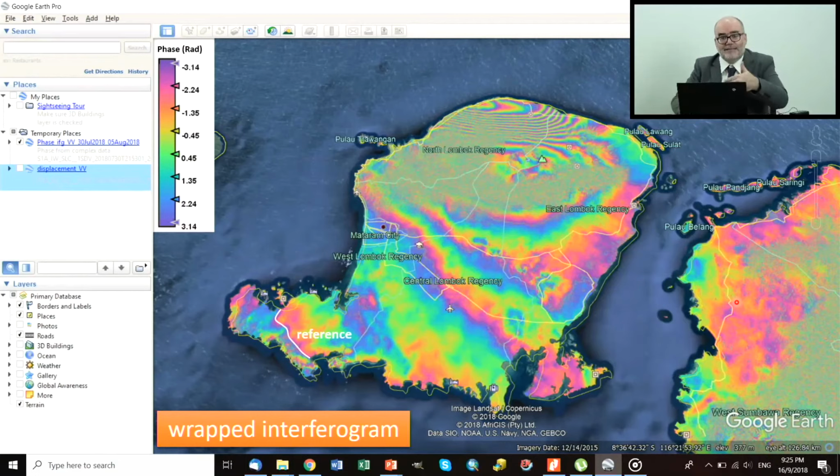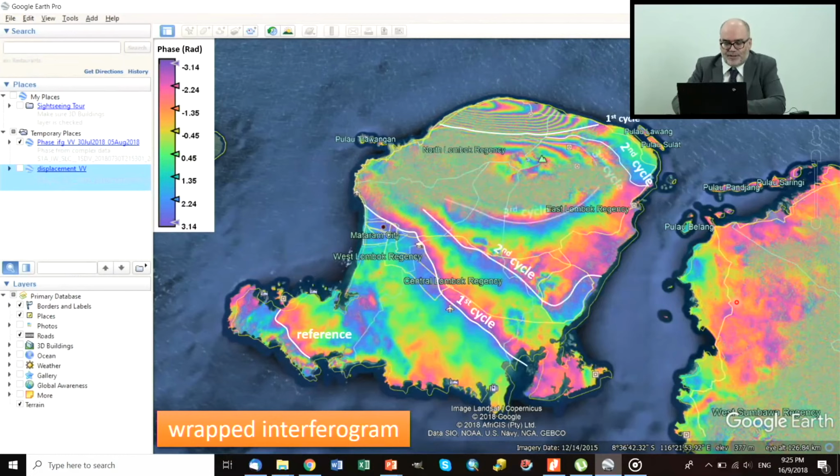And then we start counting the fringes. We count the first fringe, the second fringe, the third fringe, or if you want, the first cycle, the second cycle, the third cycle, the fourth cycle, the fifth cycle, and so on. And when we talk about a cycle, we talk about a variation, in this case, from blue to red, to green, to cyan, to blue.